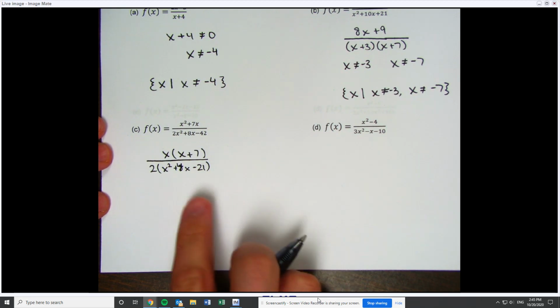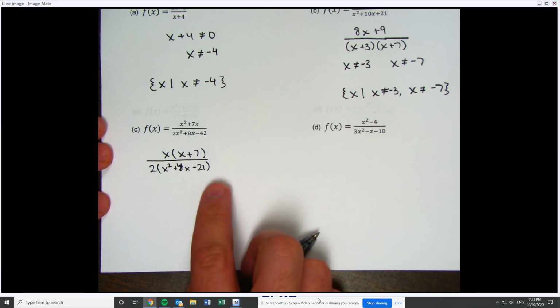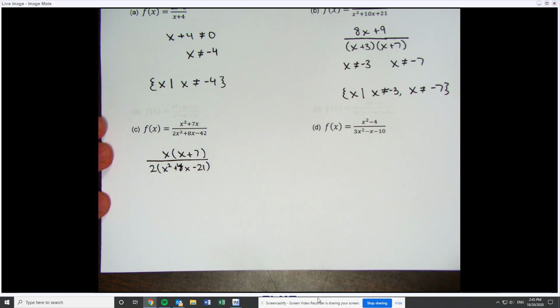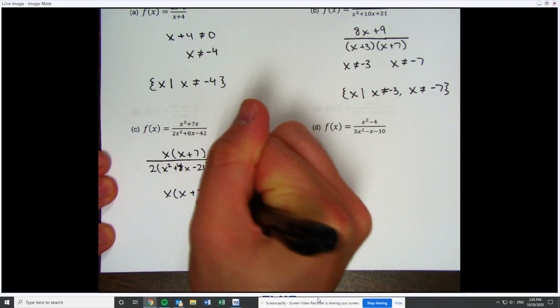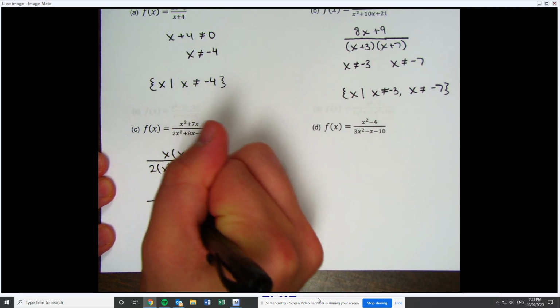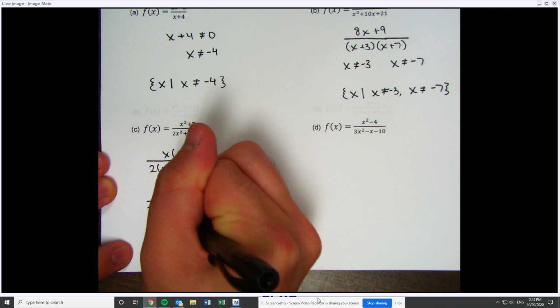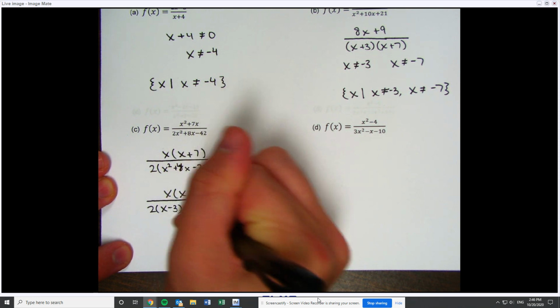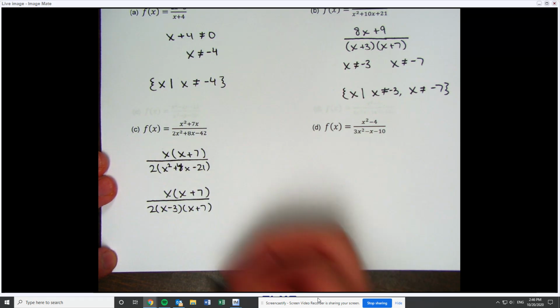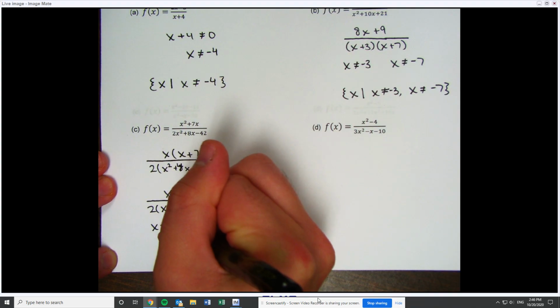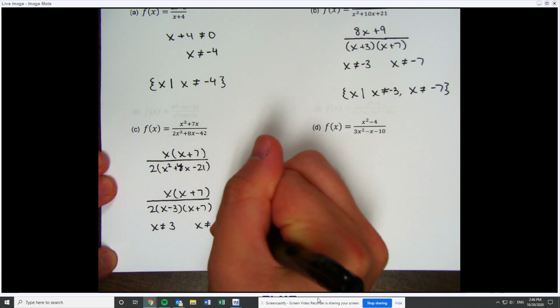Okay, now doing the ABC method is going to be a little bit easier down here. A times C is -21, my B is 4. The two numbers that I can use right here are -3 and +7. So rewriting this again, I have x times x plus 7 divided by 2, and then x minus 3, x plus 7. Got it. Now solving these, this 2 doesn't have an x attached to it, so it doesn't affect us. I get x cannot equal 3, and then x cannot equal -7.